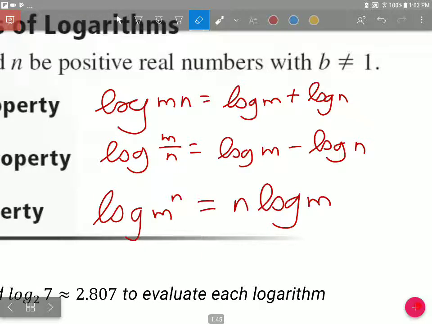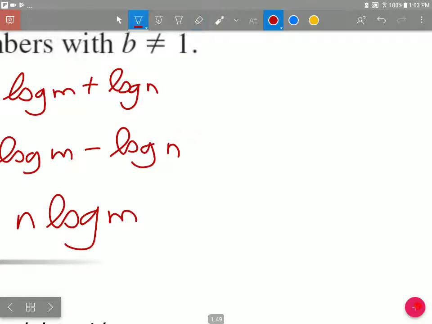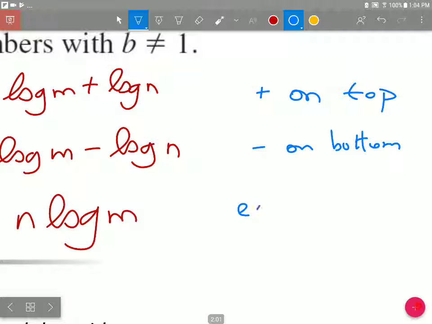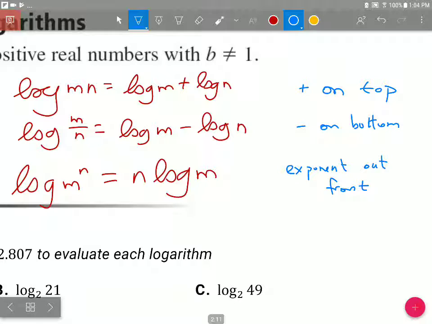All right, if I were to boil it down to something even easier to think about, here's what I would write. If it's positive, it's on top. If it's negative, it's on bottom. If it's an exponent, it goes out front. All right, and those are the three rules just kind of bottled down to each other.